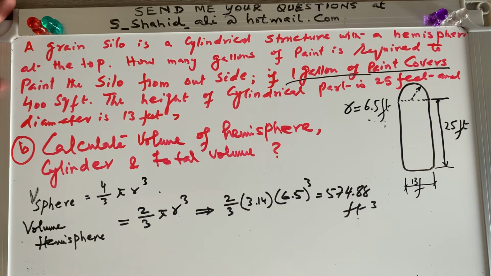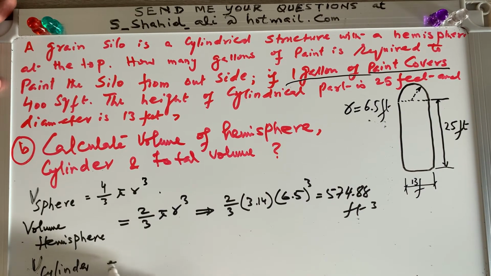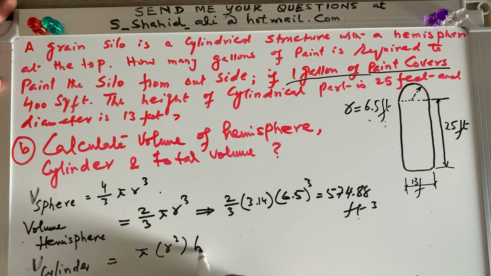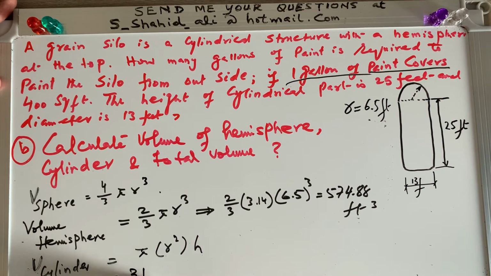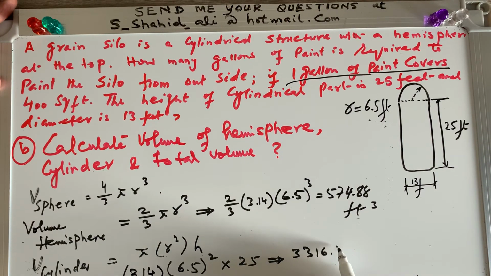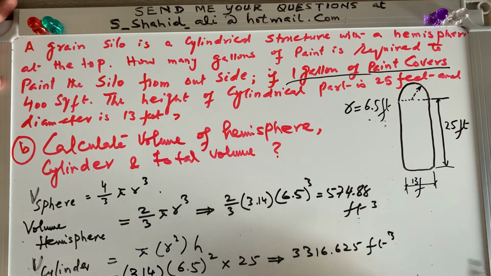Now we have to see what is the feet cube of the cylindrical part. V of cylinder is equal to pi r square h. So we plug in the values: 3.14 times r square, which is 6.5 whole square, times h, which is 25. And if we calculate this by calculator, you will get 3316.625 cubic feet.